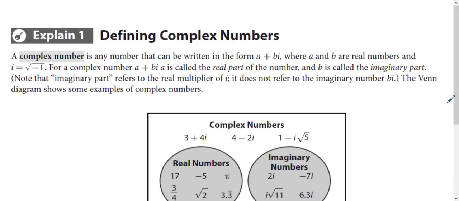So we put it together for this thing called a complex number. You do not need to write all of this down. The main thing you need to know is that a complex number is a plus bi. A plus bi is a complex number. A and b are numbers. So we'll see some examples right here. 3 plus 4i, 4 minus 2i. You can have square roots in there. That's okay too.